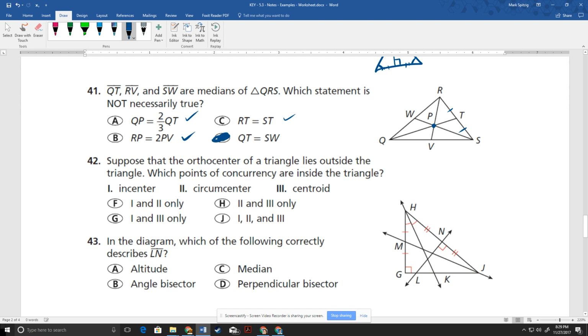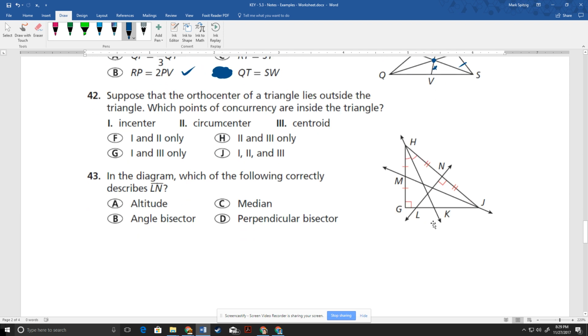So, again, we know it's this, but let's check out why. Again, what that says is that the big part is always going to be twice the small part, and that actually is true. QT is going to be equal to SW. We don't know the medians are congruent, right? You never know the medians are congruent to each other. You just know that the centroid splits the medians into sort of parts.